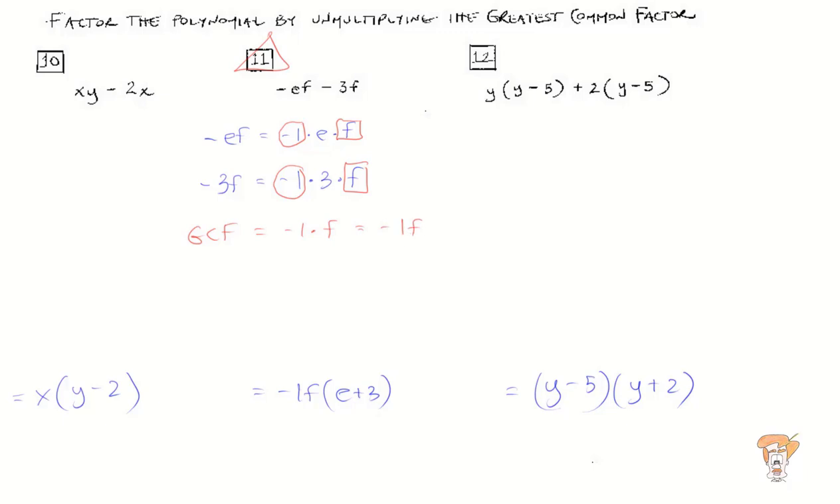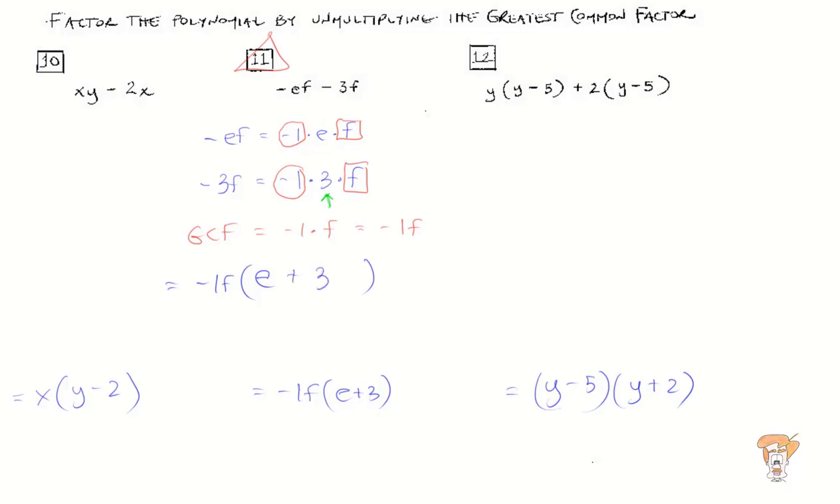So what we are to do is unmultiply minus 1f from each of those monomials, and we have to determine what is contained in the parentheses. Notice in the factors of minus ef, the e is not outlined in red. Therefore, that is the factor that's going to remain in the parentheses. Similarly, we look at the list of factors of minus 3f, and we see that the 3 is not outlined in red. Therefore, that is the factor that is going to be contained in the parentheses.